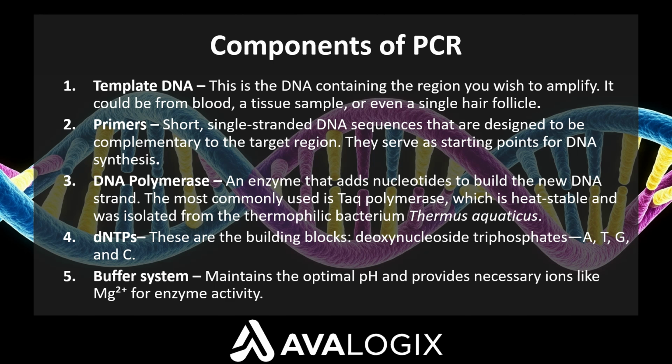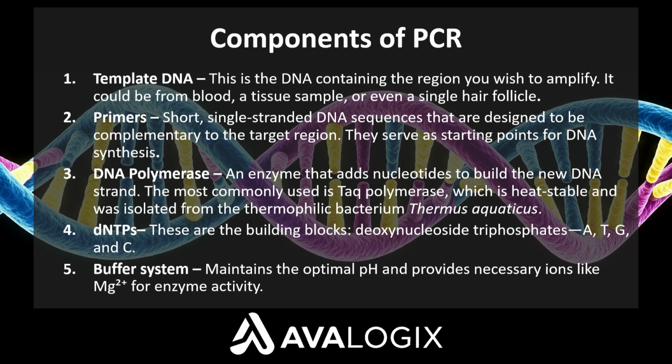Finally, the buffer system maintains a stable pH and provides the necessary ions for enzyme activity. Most importantly, magnesium ions, often supplied as MgCl2, act as a cofactor for Taq polymerase. Too little magnesium, and the enzyme won't function well. Too much, and you may get nonspecific amplification. Altogether, these components are combined in a precise ratio to form the PCR mix. This solution is placed in a thermal cycler, and the magic begins.